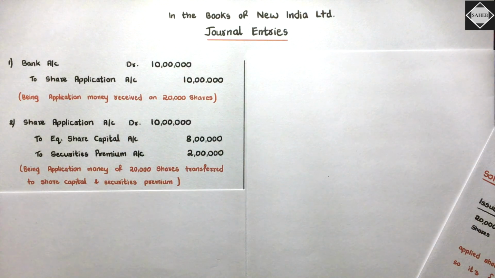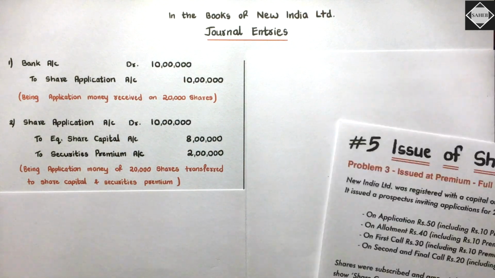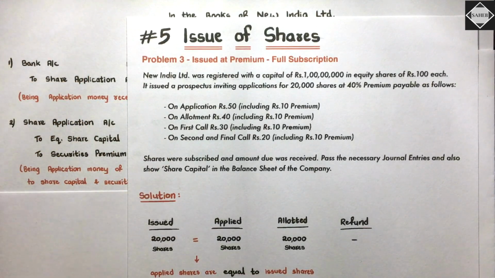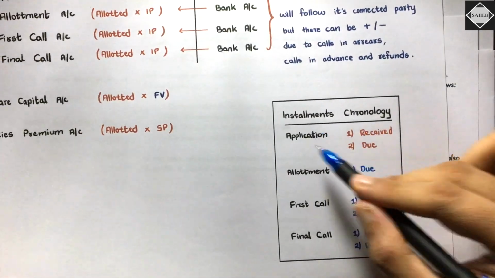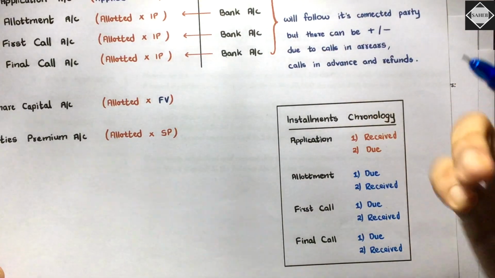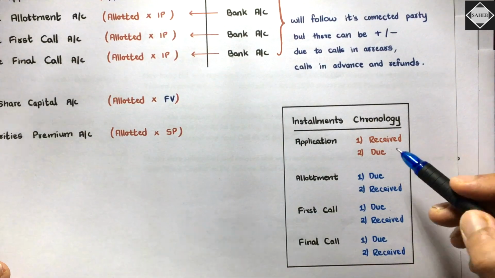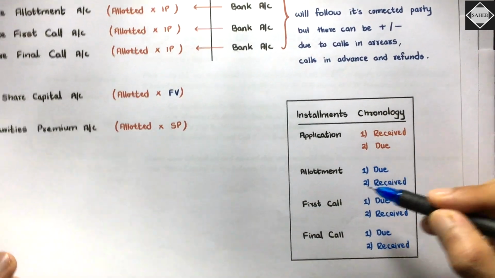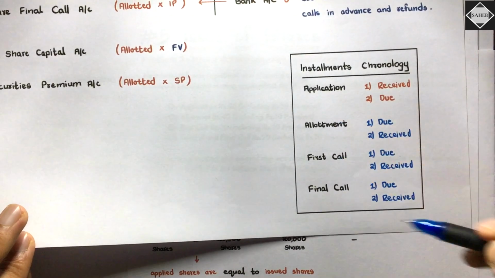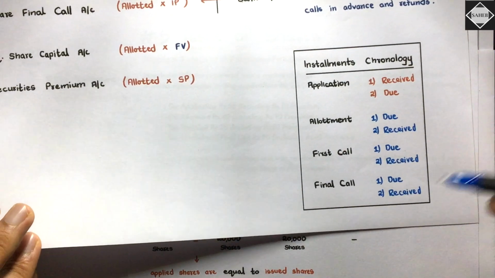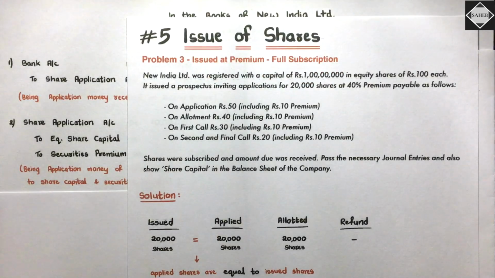Next comes the allotment stage. In allotment, what happened? First, we make it due. You all know. In application only, it is opposite. In application, the chronology is what? First we receive the money, then we make the due, or the transfer to capital, to securities premium, or maybe refund, like that. But in all the other stages, in all the other installments, what happens? First due, then receive. Due, receive, due, receive, like that. So in allotment stage here, what will happen? First we'll make it due.